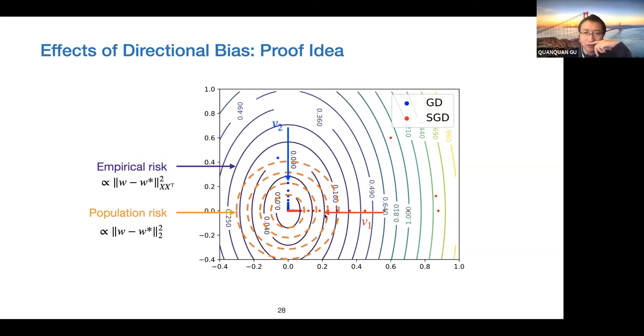SGD actually stops here and GD will stop here. But the distance from SGD to the global minimum and the distance from GD to the global minimum are actually different. They are at different concentric circles. In fact, when SGD stops at, for example, the alpha empirical risk level set, it will stay inside an inner concentric circle. But GD will stop at an outer concentric circle. The outer concentric circle will have a larger test error. So this is the proof idea of the separation of the generalization error for SGD and GD.